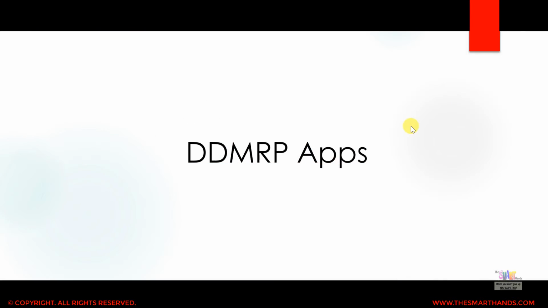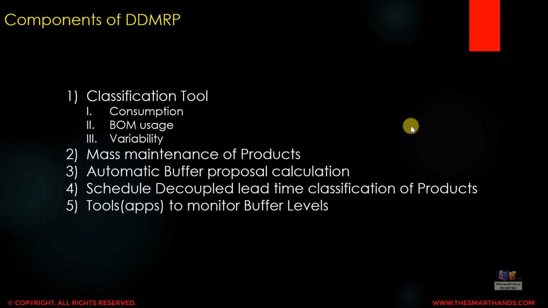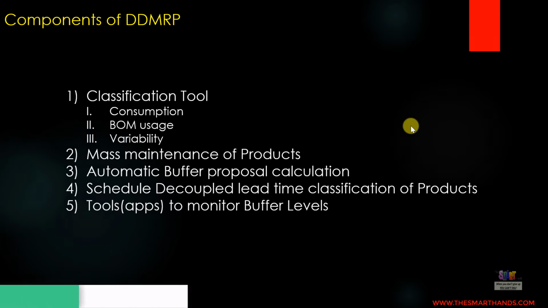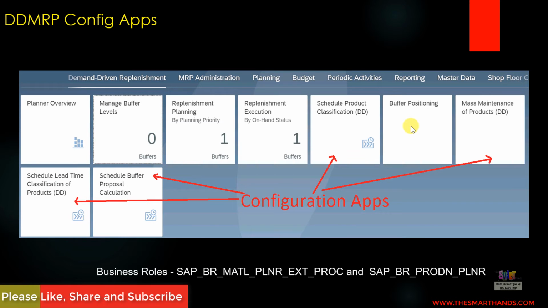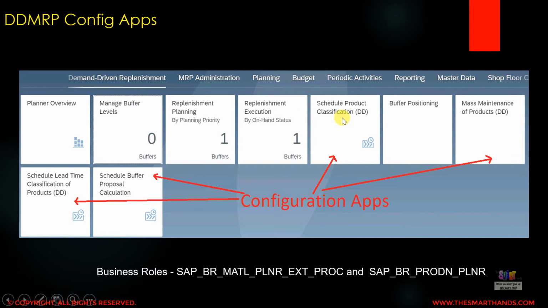The steps that I just discussed in the previous slide are mainly part of these configuration apps and also some operational apps. We'll see in later videos how we can start with the schedule product classification, then move on to the mass maintenance. We'll see that step by step in the later videos.